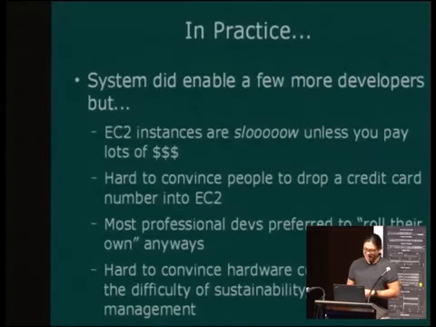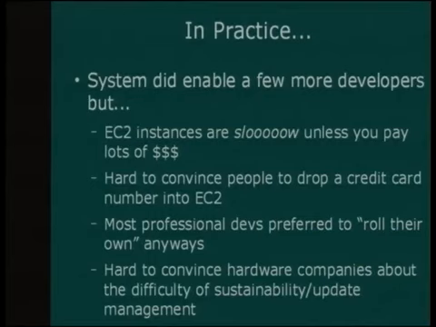One of the problems is that, well, the system did enable a few more developers, but EC2 instances are really, really slow unless you pay a lot of money for them. And the developers' profile is they want like 16 cores for about 15 minutes, and then they want no cores for several hours. So unfortunately, EC2 was a really bad match for the problem, because in order to get 16 cores, you're paying a lot of money. It's hard also to convince people to drop a credit card number into Amazon just to try out EC2.